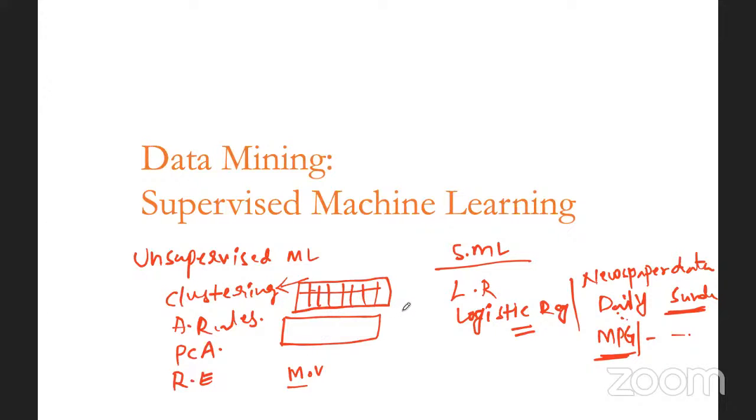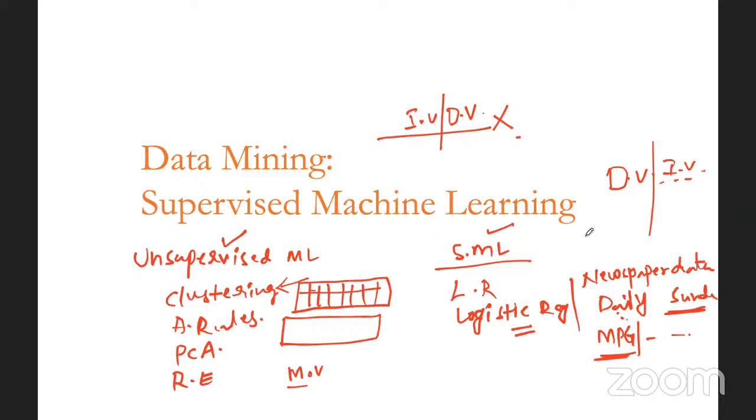Meaning, wherever you do not have any concept of independent variables and dependent variables, then that problem is basically an unsupervised machine learning problem. And we can apply clustering, association rules, PCA, recommendation, and many more techniques. And when you have a clear-cut objective that, hey, this is my y variable, my dependent variable, and these are all my independent variables, if you have that kind of demarcation, then that is called supervised machine learning.